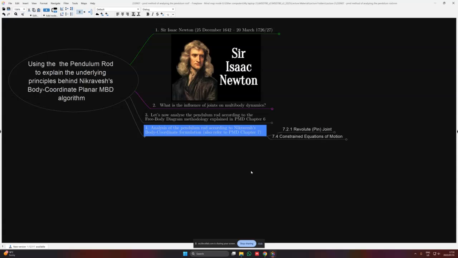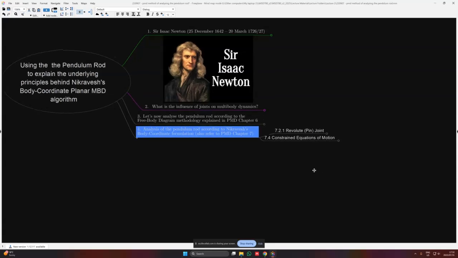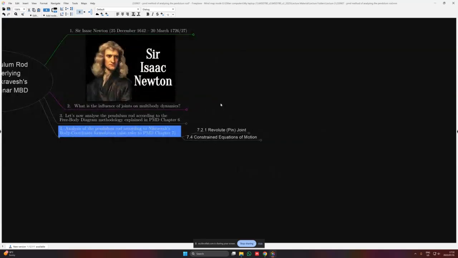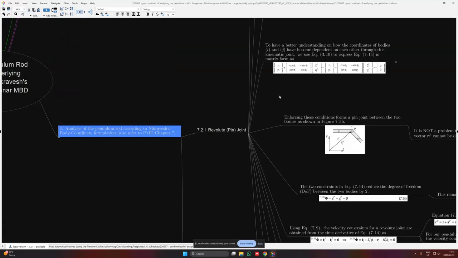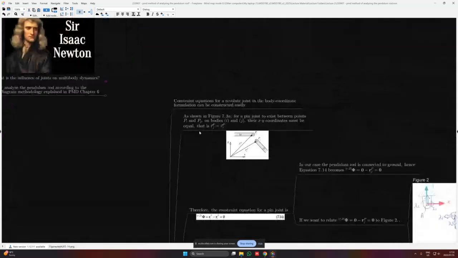All of these formulations are essentially related to that body coordinate formulation. Now, starting with PMD section 7.2.1 and having a look again at the revolute or pin joint. Just going to scroll up over here.